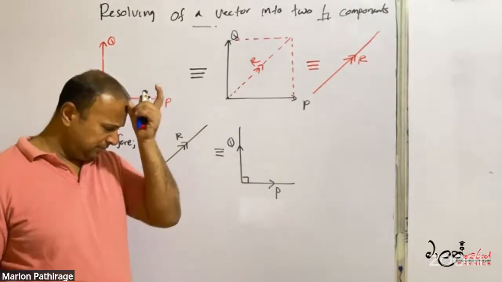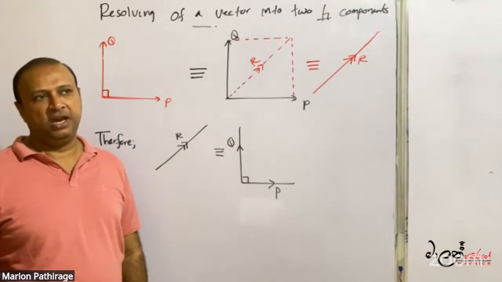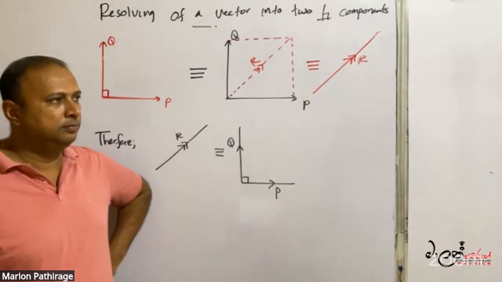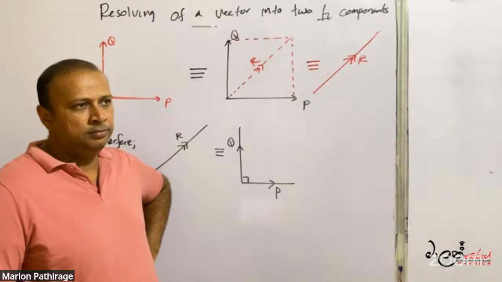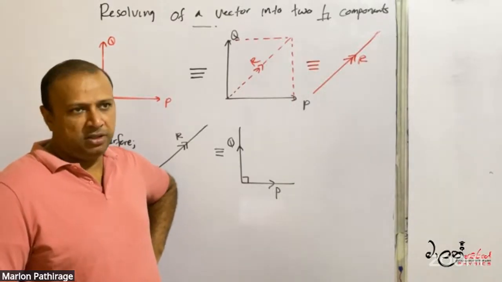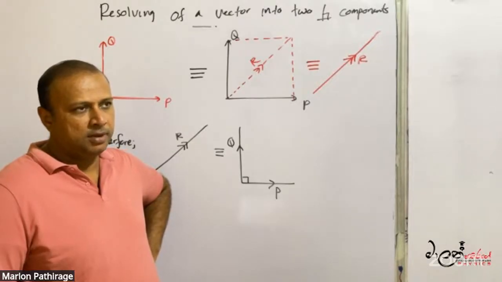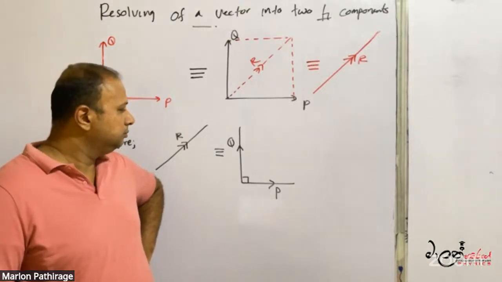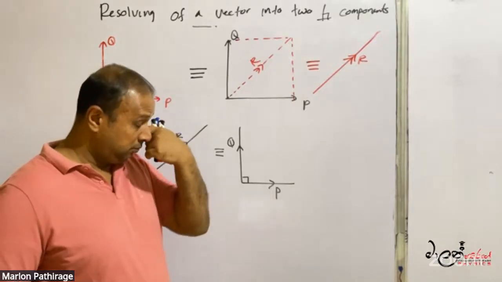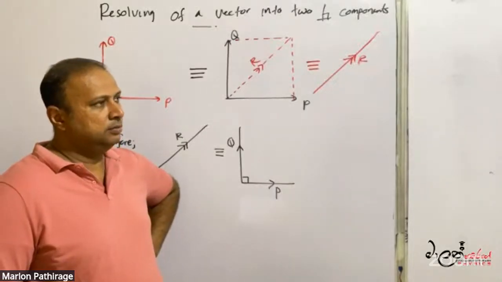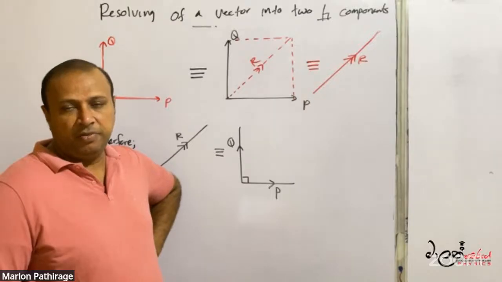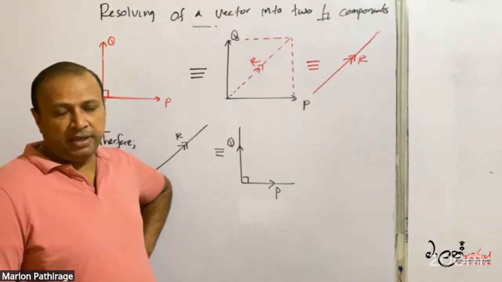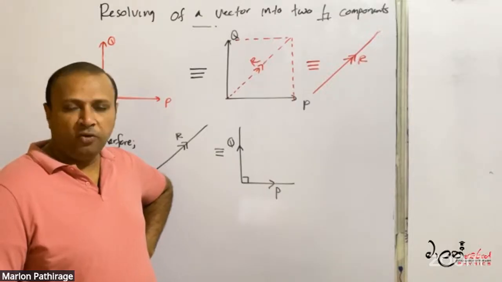Write in another para. Therefore, any vector can be represented by two perpendicular vector components.